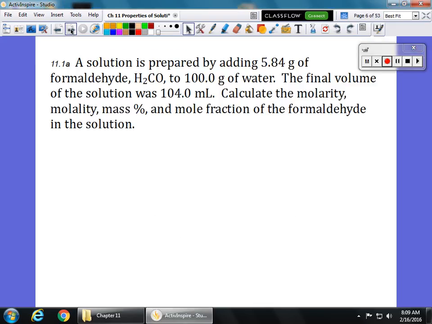In this question we have a solution that's prepared by adding 5.84 grams of formaldehyde, you're given the formula, to 100 grams of water. The final volume of the solution is 104 milliliters. That's important to know when we're doing molarity. And we want to calculate the molarity, molality, mass percent, and the mole fraction of the formaldehyde solution. So let's go through each one.